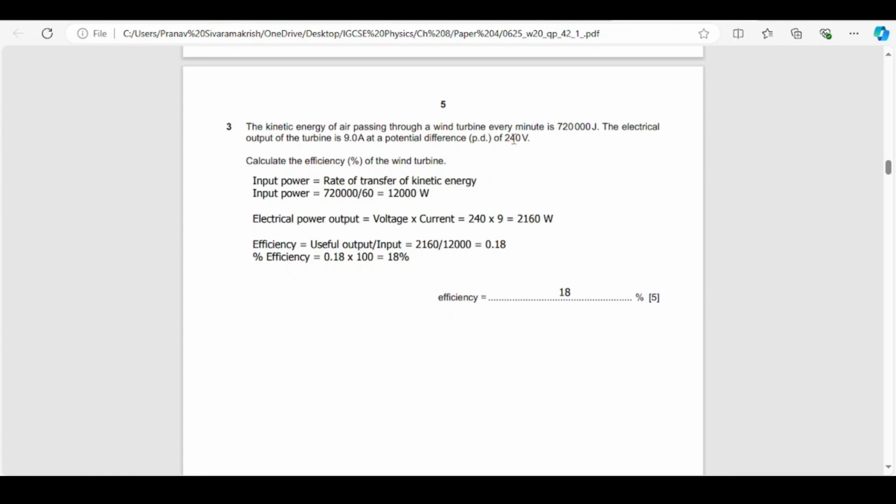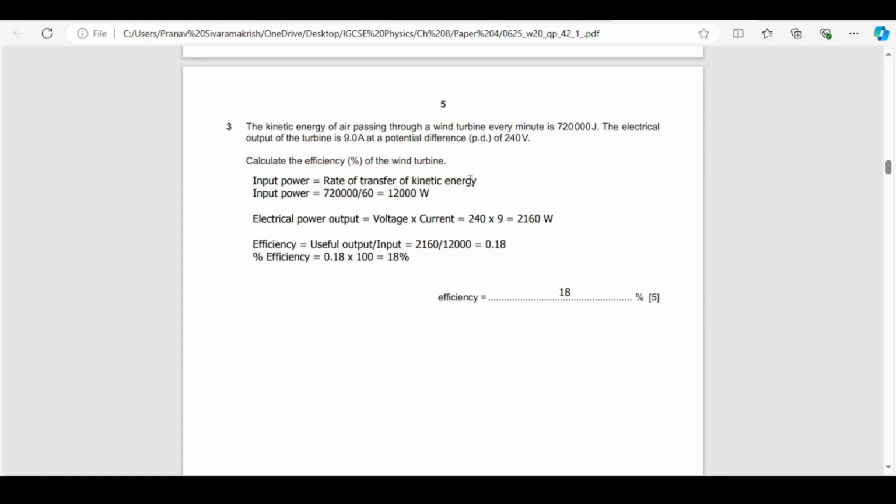So it appears like in a lot of the earlier paper questions, there is integration between the concepts of work done, power, and electrical energy. So it's just something to be wary of. So the first thing that we want to calculate is the input power. We're given the input energy and the time over which that input energy is transferred. So power is going to be equal to energy divided by time. We know the energy is 720,000. We know the time is every minute, which is 60 seconds. So that gives us a value of 12,000 watts. So that is our input power.